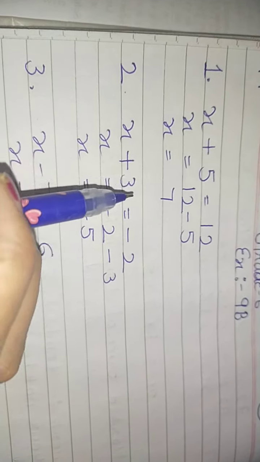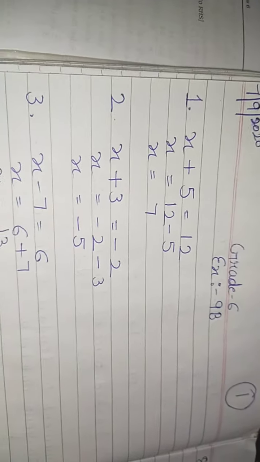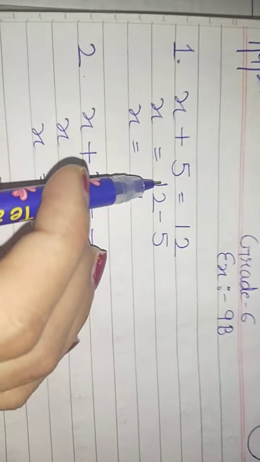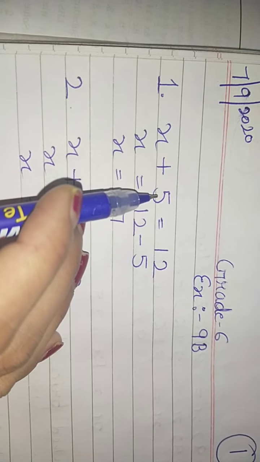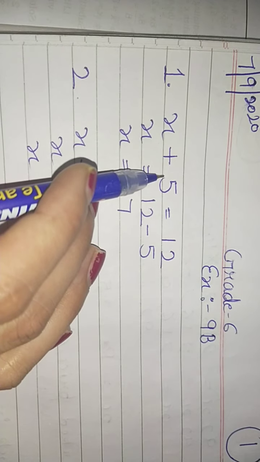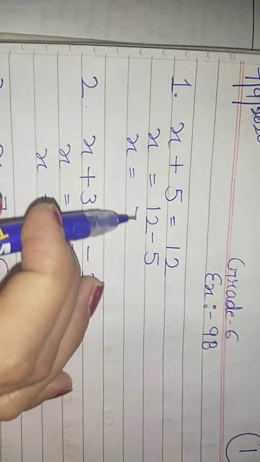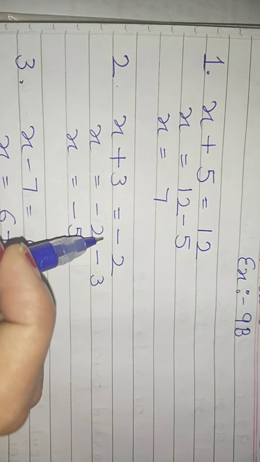We have already used these operations in chapter number 6, that is simplification. Now x is equals to 12 minus 5. We have simply transposed this 5 on the right hand side, and as here it is plus 5, on transposing it will be written as 12 minus 5, that is equals to 7. The second question is x plus 3 is equals to minus 2.